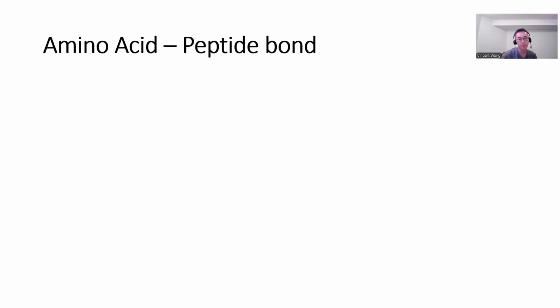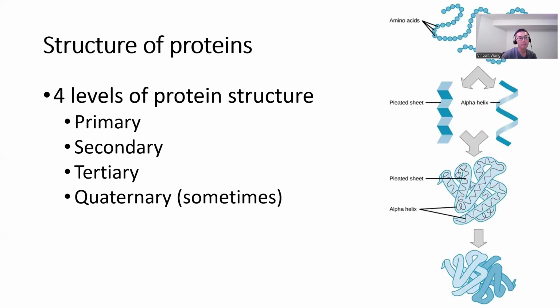Okay, we did the peptide bond already. Not gonna do it again. Next, we're gonna talk about the 4 levels of protein structure. All proteins have primary, secondary, and tertiary structure, the first 3 levels, and sometimes they have a 4th level. Not all proteins have the 4th, only some of them do. So let's take a closer look at what it all means.